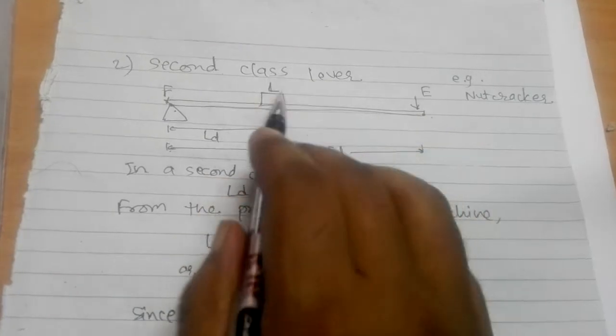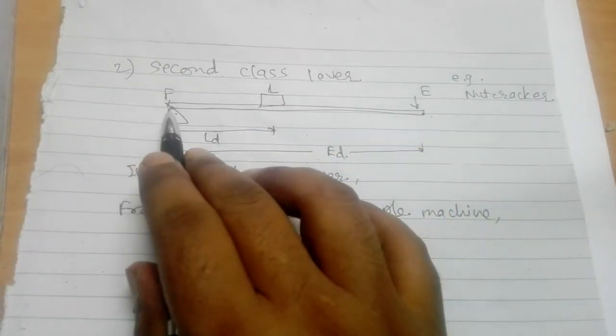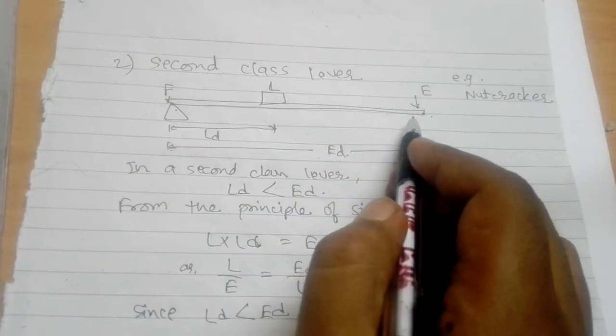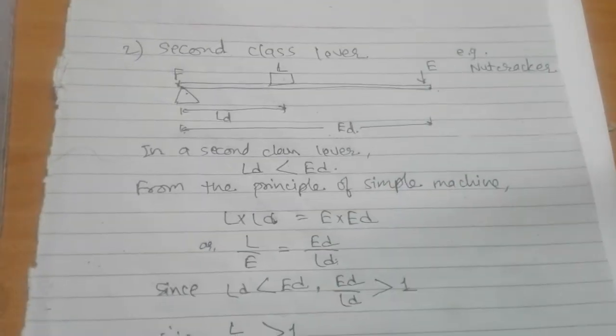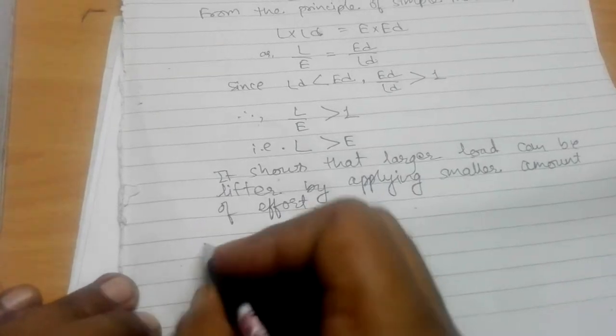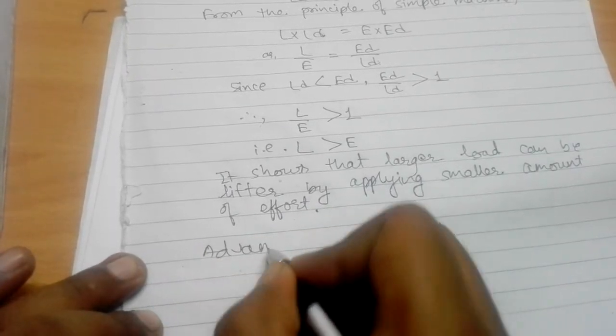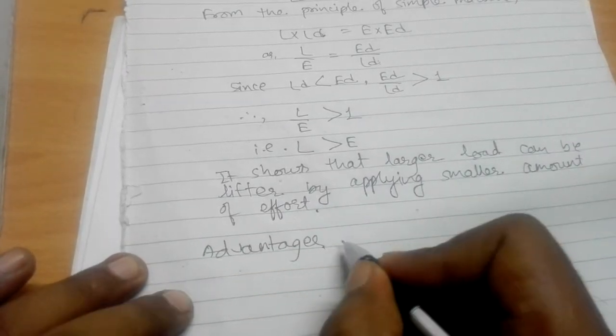In a nutcracker, the nut is kept in between, the fulcrum is there, and you apply effort here, isn't it? Find other examples as well. I am giving you only one. Now you can write what are the advantages provided by second class lever, can't you?